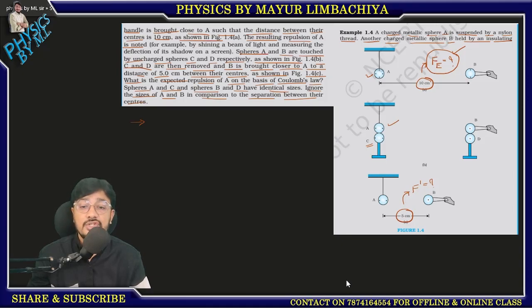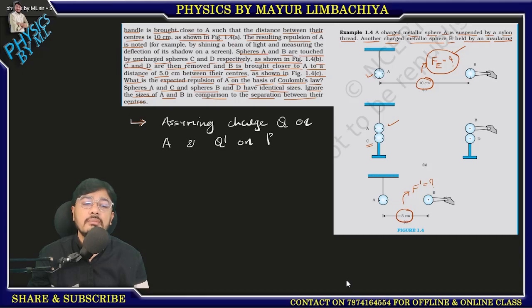So first we have to assume the charges on spheres A and B. Assuming charge q on A and q dash on B. So what I assumed is the charge on sphere A is q and the charge on sphere B is q dash. Based on these charges, I can find the repulsive force.